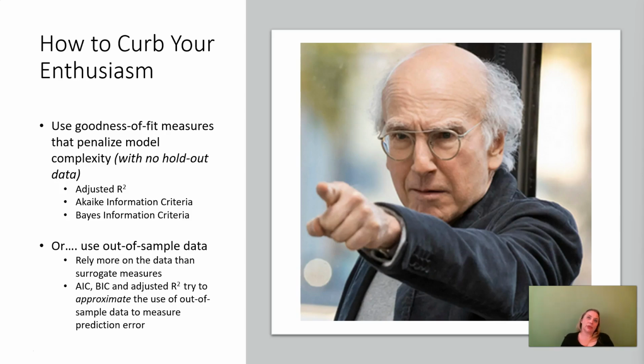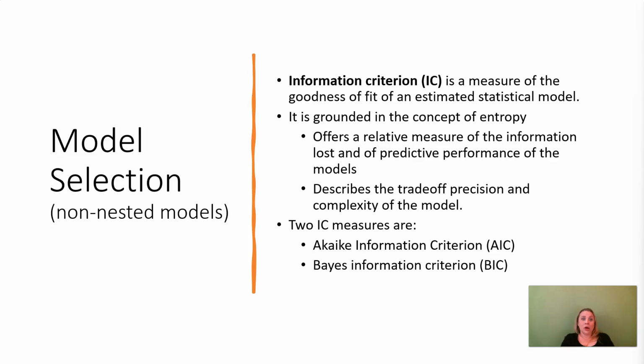And so some things that we can do to curb our enthusiasm is to use our adjusted R-squared value, which penalizes your R-squared value as you add more predictor variables, or you can look at two of our information criteria, or you can use out-of-sample data. Looking at our information criteria, once again, it's just another goodness of fit measure for our model, and it goes back to that idea of entropy. It looks at the information that is lost and evaluates the trade-off between precision and the complexity of your model.